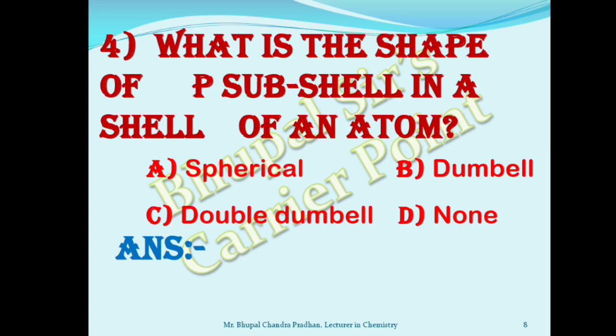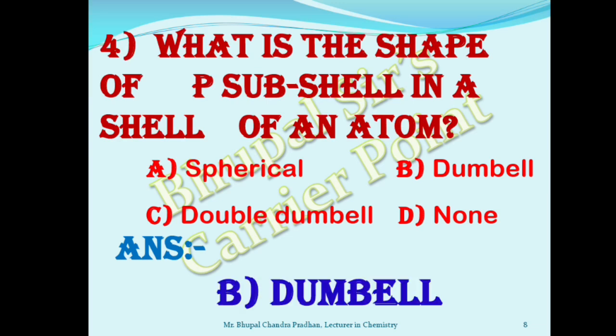Shape of the subcell or orbital: S subcell shape is spherical, P is dumbbell, D is double dumbbell, F is a complicated structure supposed to be triple dumbbell. As per the question, it is asked to write down the shape of the P subcell. So the answer is dumbbell. That is, the shape of the P subcell is dumbbell shape.